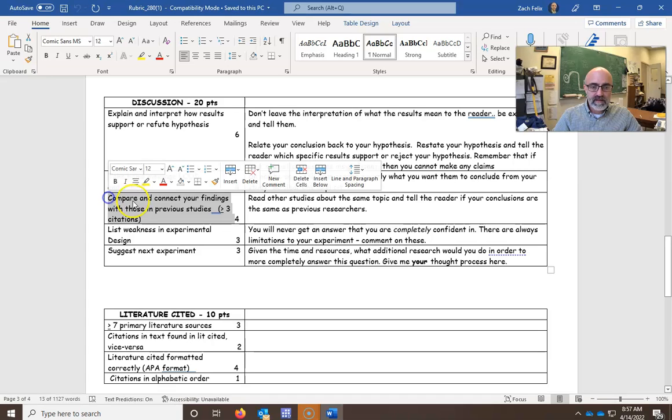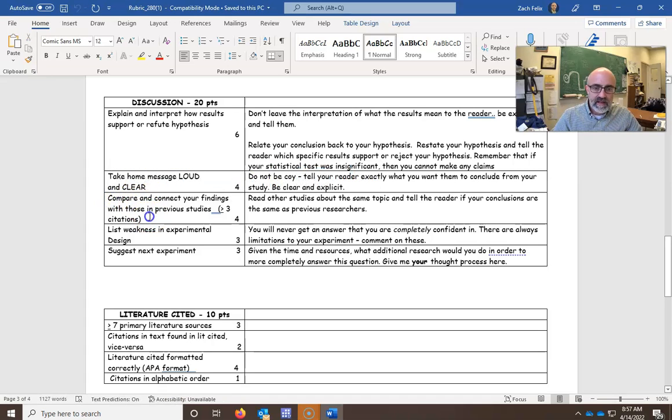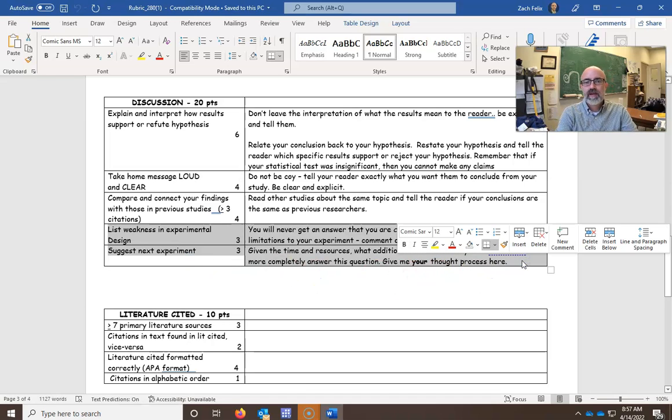Bring some more literature back in, at least 3 citations, and connect what you found with what other folks have found. And then these last 2 points here, no citations needed, but I really want to see your thought process here. I want to see your understanding of science and how experiments work. I want you to really think about what we did, and if you really wanted a more clear picture of the answer for this experiment, well, why did we not get a clear answer? What were some weaknesses in our experimental design?